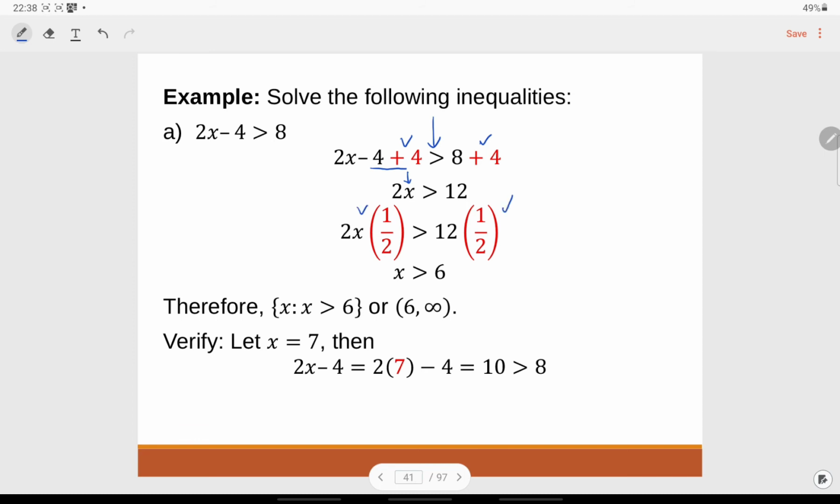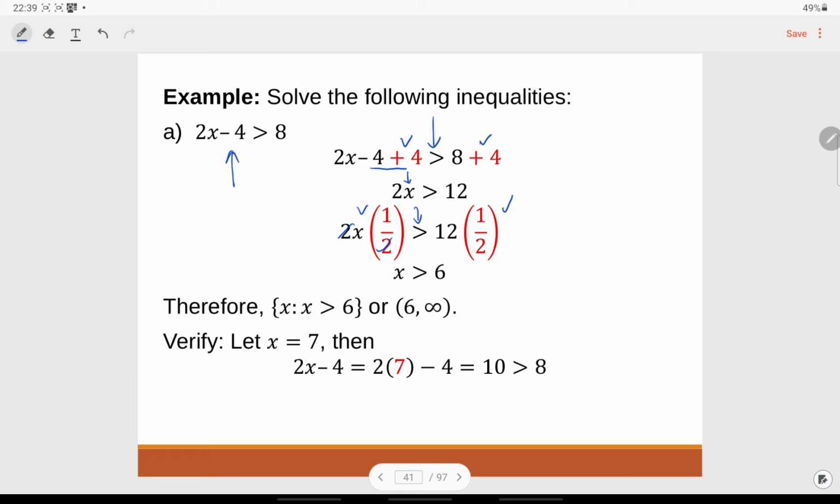Again, because we multiply with a positive number, because half is greater than 0, this sign also remains in the same direction. So now after we multiply with half, we come up with x is greater than 6. That is the answer, the value for the x that can satisfy this inequality.